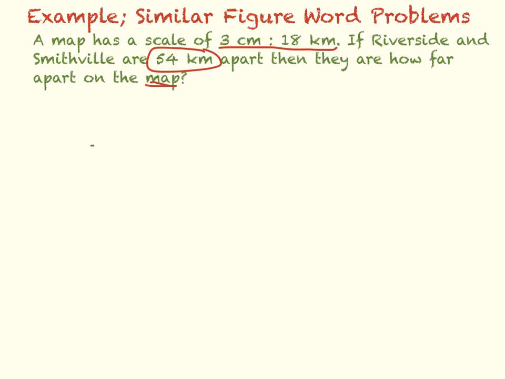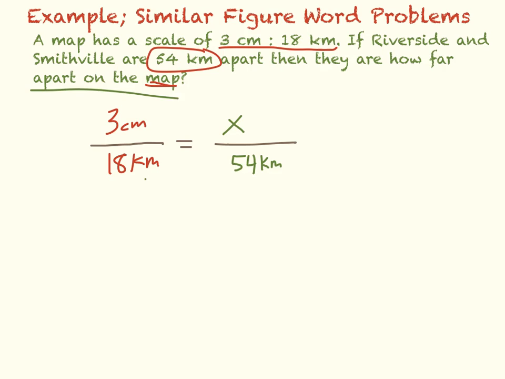So my proportions are going to be my map scale, which is 3 centimeters to 18 kilometers. 18 kilometers is going to be in the real world, so I'm going to put my 54 kilometers across from my kilometers. Alright, and we don't know our distance on the map. That's what we're trying to find, how far apart on the map. So we're looking for a number of centimeters.